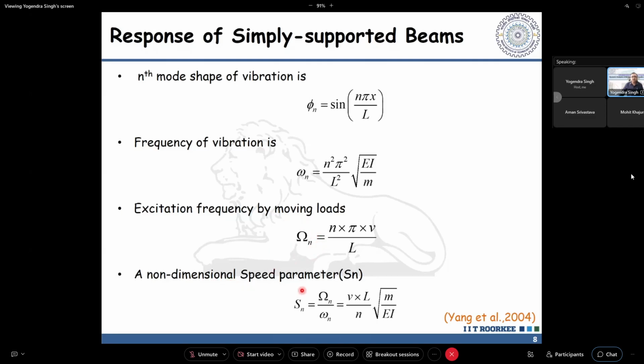And we define a non-dimensional parameter, what we call a speed parameter, which is ratio of the loading frequency to the natural frequency of the structure, capital omega over small omega n. When we substitute these values, this comes out to be V into L divided by n, and square root m over EI. So for a given bridge, if we take m upon EI constant, it will depend upon the velocity and L. So larger the velocity, larger will be the speed parameter, and larger the span, larger will be the speed parameter. This is considered to perform parametric study in most of the literature.